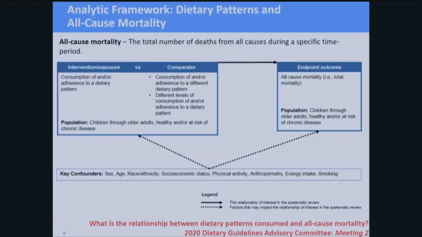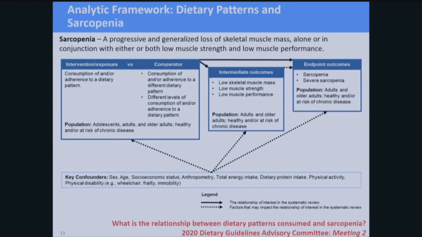Okay, the next framework should be sarcopenia. It's coming. Yes, okay. The next topical area is sarcopenia. This is the systematic review framework examining dietary patterns consumed and sarcopenia.